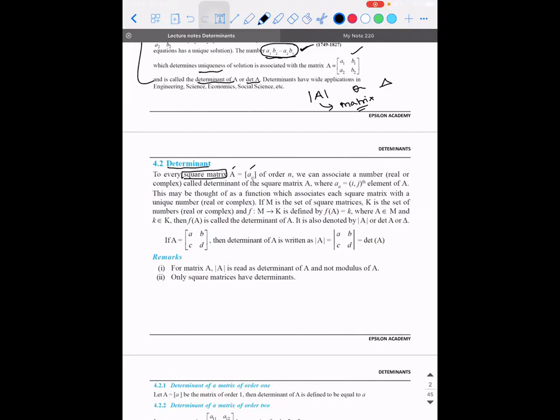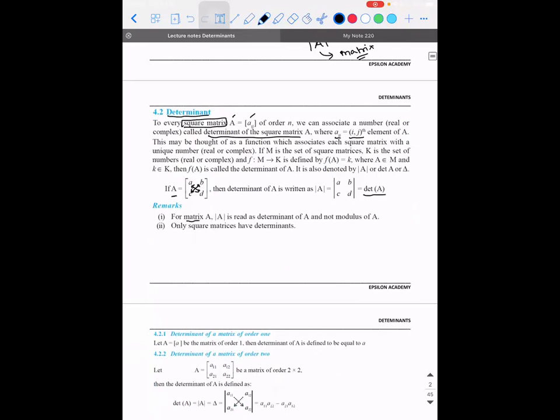a real number called determinant of the square matrix A. I'm not reading out all these things, I'm putting it in very simple terms. If I write a square matrix A is equal to [a b; c d], then for a 2 by 2 matrix, you take the first diagonal, you take the second diagonal, cross multiply them and subtract, then that value is what is called as det A. So all these things you people know.